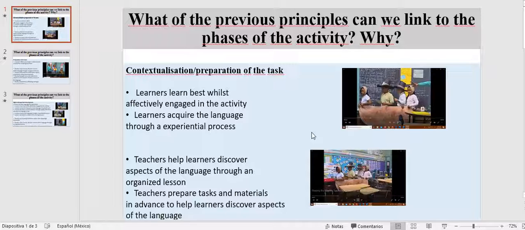Okay, so what I'm going to do is, again, use the different moments of the class, and present all those principles which relate to that moment of a class. Okay, so the first moment that we studied, that we analyzed, was the context, right?